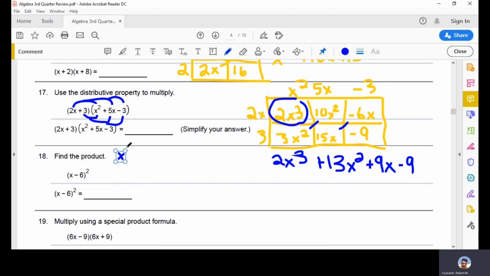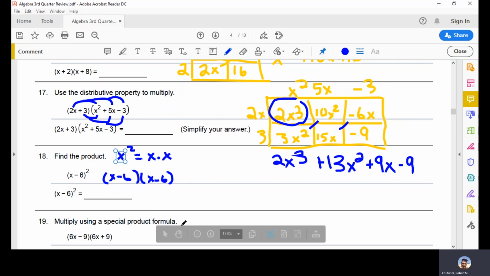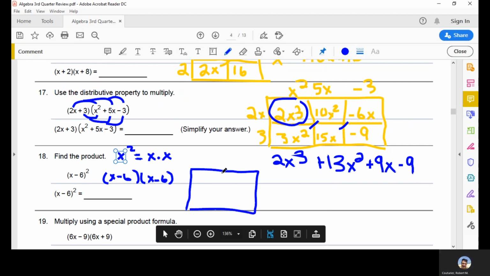Look, x squared was the same as x times x. So notice this is all in parentheses. This is x minus 6 times x minus 6, which is what we did up here. So again, you're going to have to do the same thing. You're going to need a box method. X, be very careful with the minus 6. That's where we usually make our mistakes.